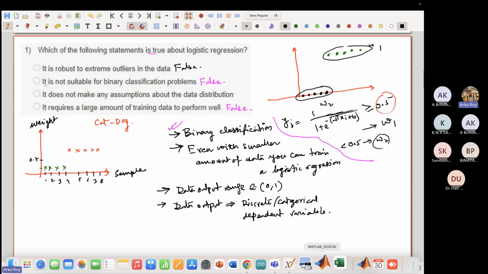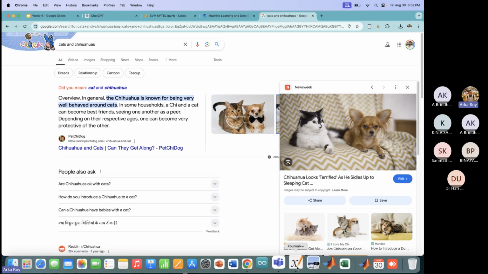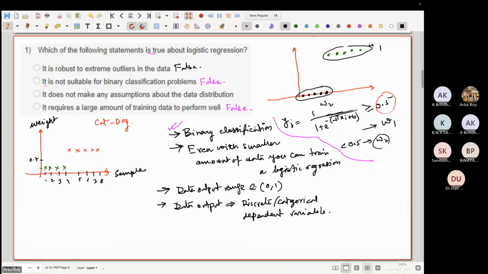Now, as I was showing, this is a dog. This is called a Chihuahua breed dog. And as you can see from the figure, the shape is quite alike with the cat, as is the weight range. So if you calculate weight from this particular dog, even though it belongs to the dog class, the sample will lie in the same region as the cat class.